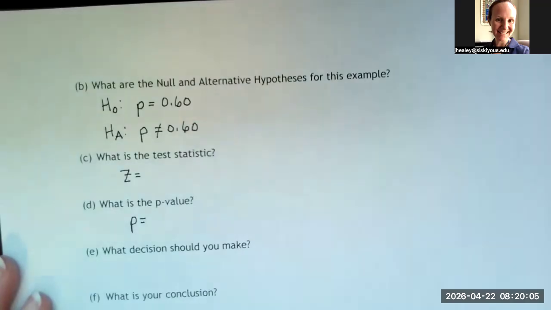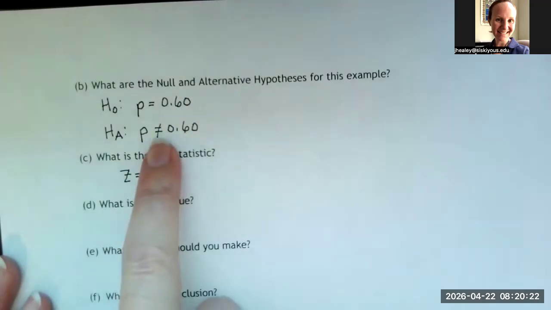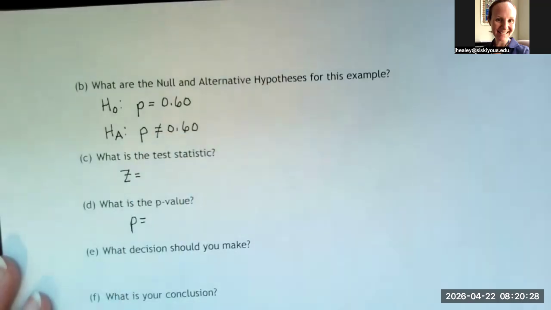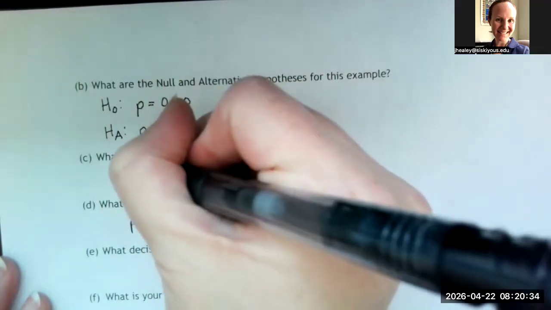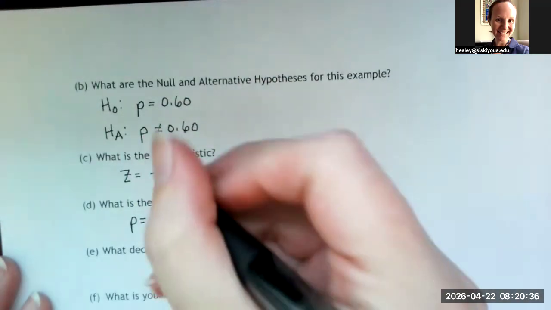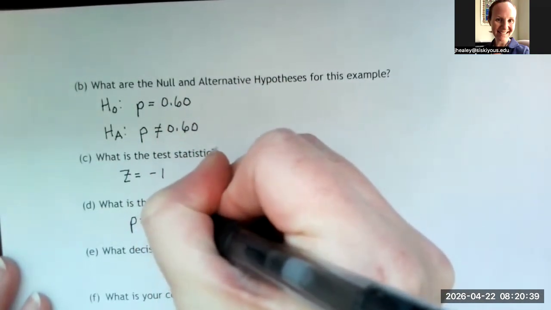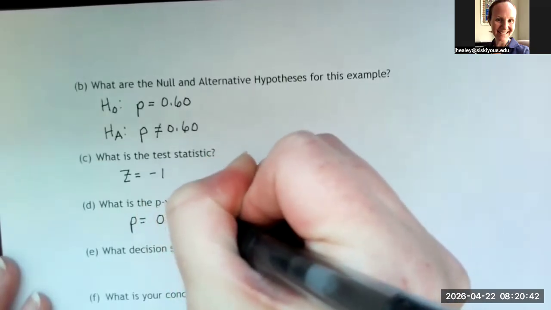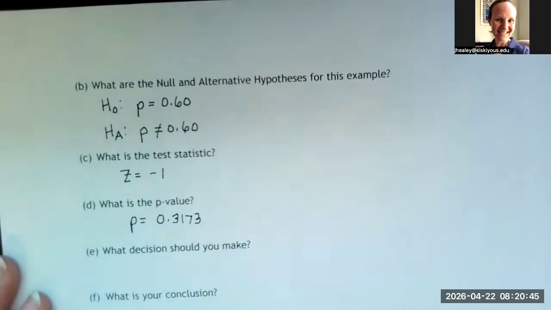The next thing it's going to ask for is the x value. That's going to be 84 for this problem. Then it asks for the n, and that will be 150. And then for the line where we have not equal to, less than, or greater than, because our alternative hypothesis is not equal to, we're going to select the first choice. And then we're going to arrow down to calculate. And when we hit enter, we get a z of -1, and our p-value is 0.3173.